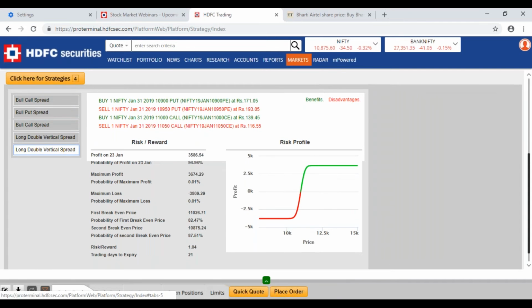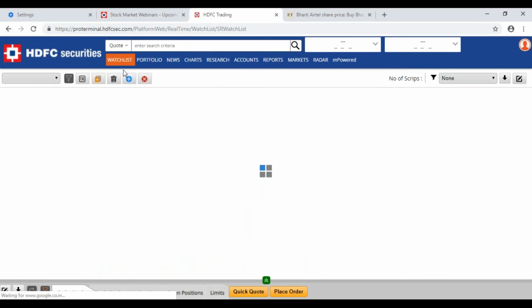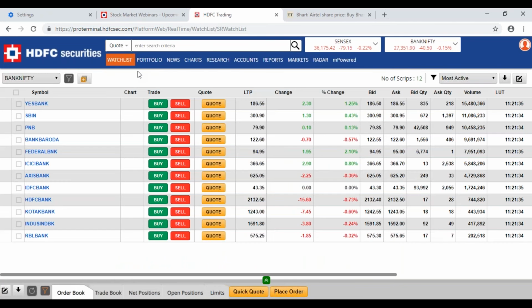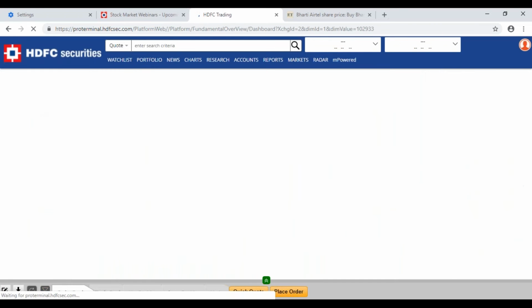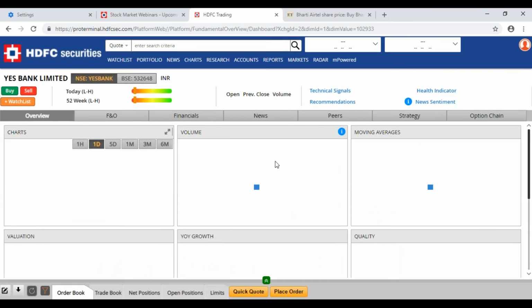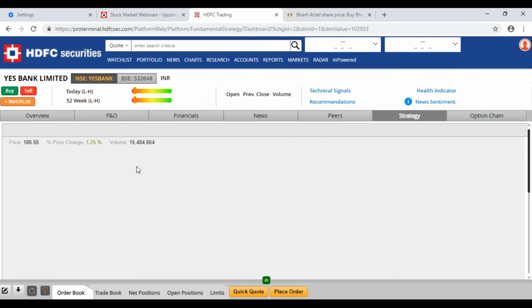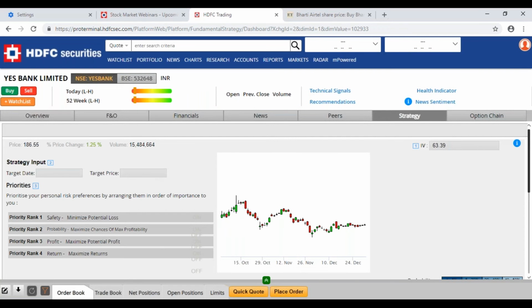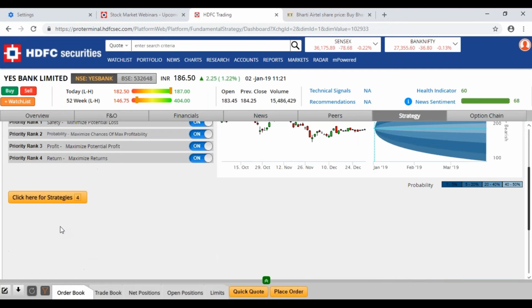So this was on an index level. Now if you want to do it stock specific as well, you can do that. Either you can enter the name of the stock out there, or let me show you. Say for example, let's take Yes Bank. You click on it, any stock that you click, you get the get quote page on it. Right here you have a strategy option. You click on strategy, you enter your expected price, your view and the date, and click there for strategies. The strategies would be created, right?